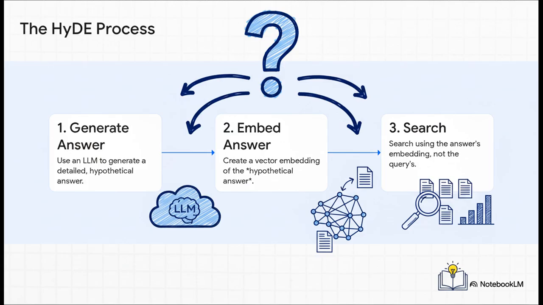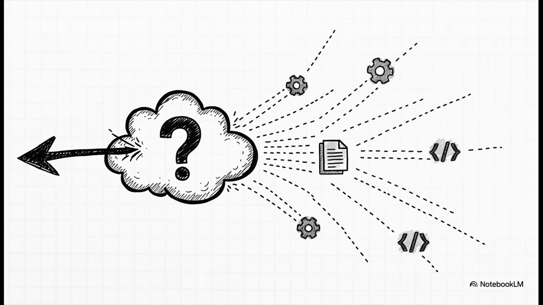First, you give the user's question to an LLM and tell it, hey, write a detailed answer for this. Second, you take that text it just wrote and turn it into a vector embedding, basically a string of numbers that captures its meaning. And third, you use that new embedding to go find real documents that mean something similar. That's it.